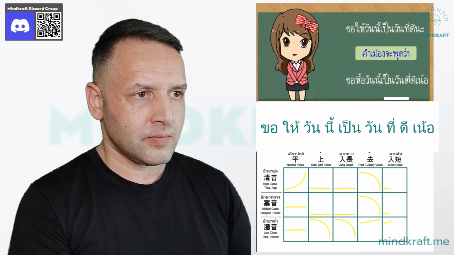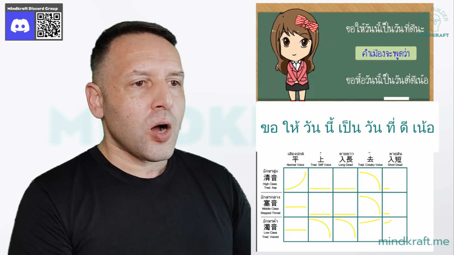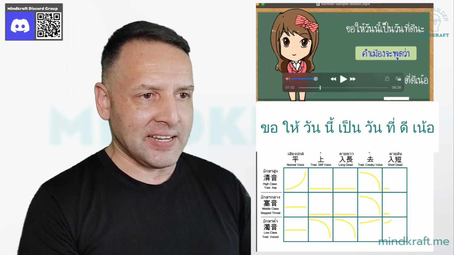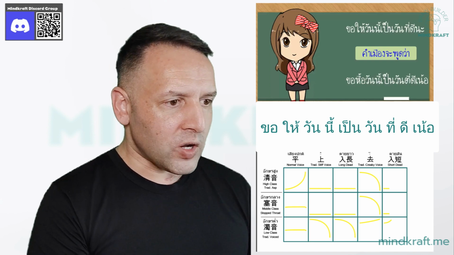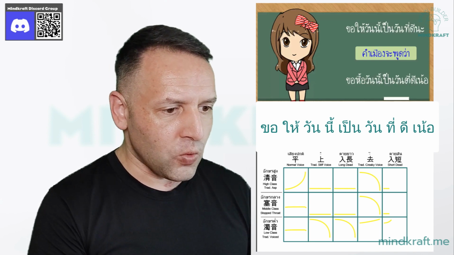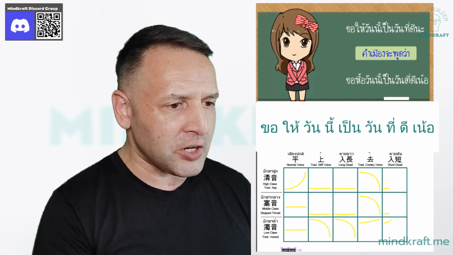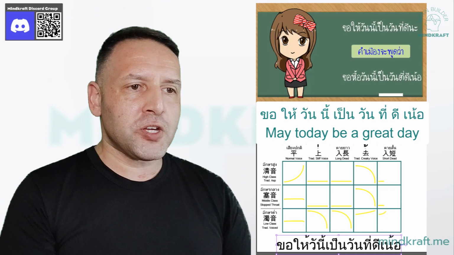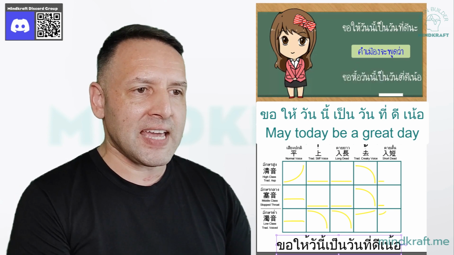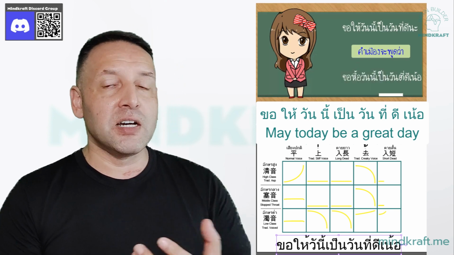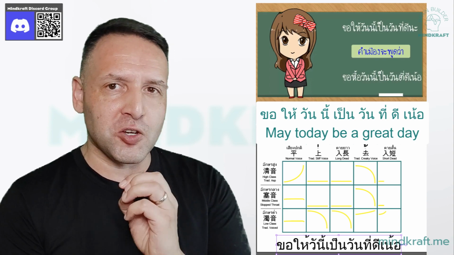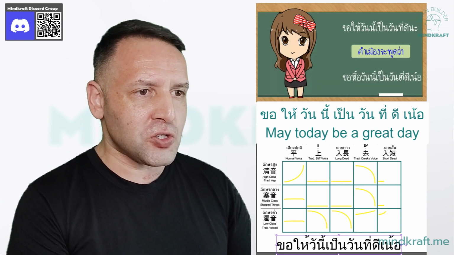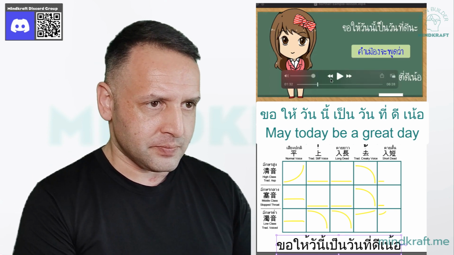Khor hai wan ni pen wan thi di na. Now let's see how they've written that down. I'm going to write the words that they wrote down, but in normal Thai. I've written that here, and now you can see that they've actually written the word hai as hu, because they hear it as hu, but I'm going to show you why I don't think that's a good strategy when you're learning the language. Let's listen to the Northern Thai version of it.